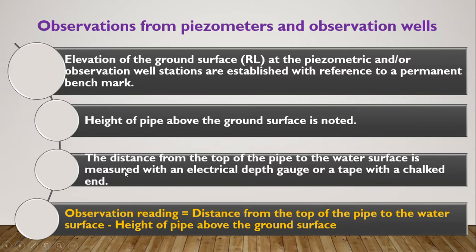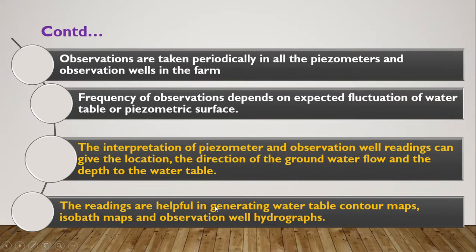And the distance from the top of the pipe to the water surface is measured with an electrical depth gauge or a tape with a chalk end. So these two distances we will measure. Now the observation reading is equal to the distance from the top of the pipe to the water surface minus the height of the pipe above the ground surface. That will give the depth to the water surface. So that is how we will take the reading.